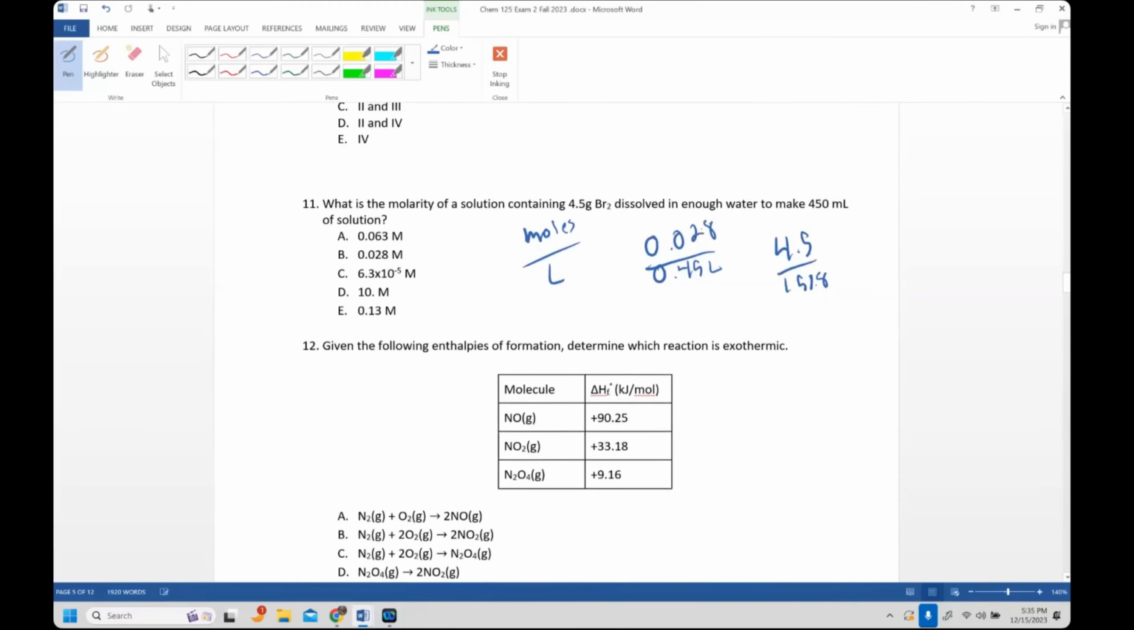0.028. That's how many moles of bromine we have, divided by 0.45. That's 0.0625, which is A. So a simple molarity: find the moles, find the liters, divide the two.